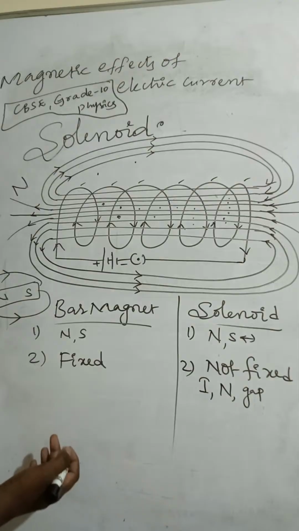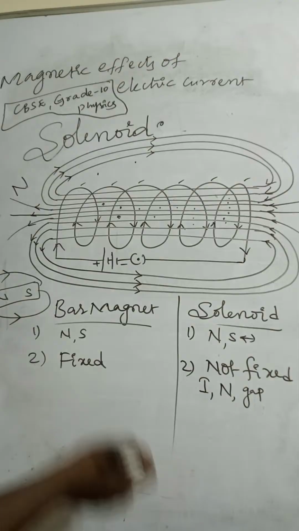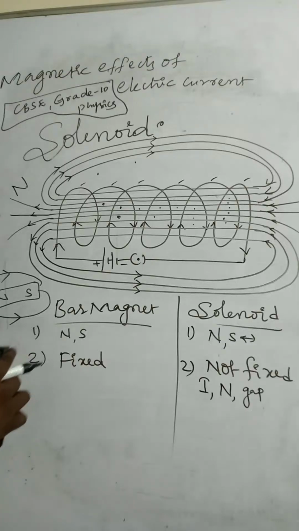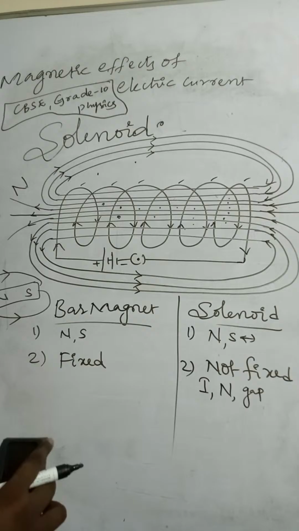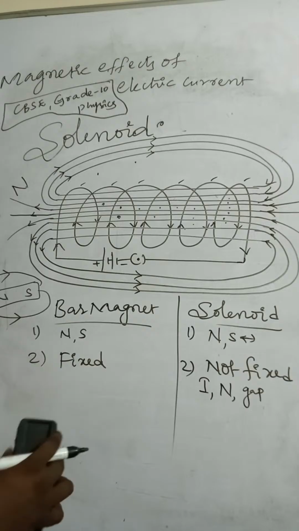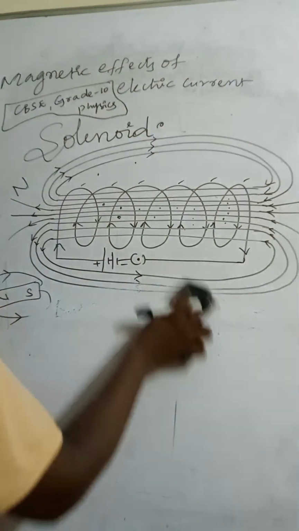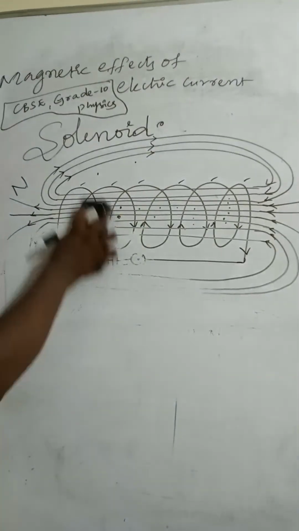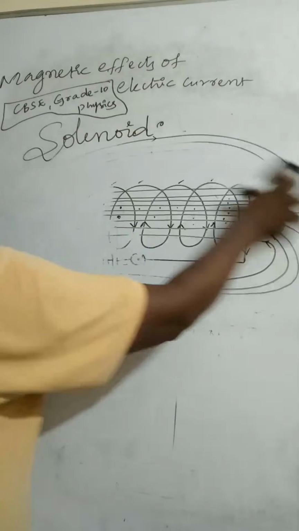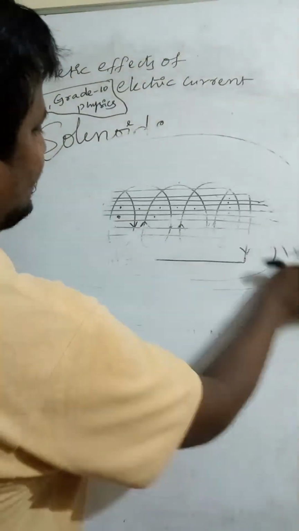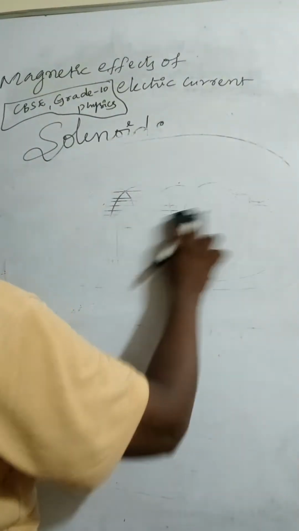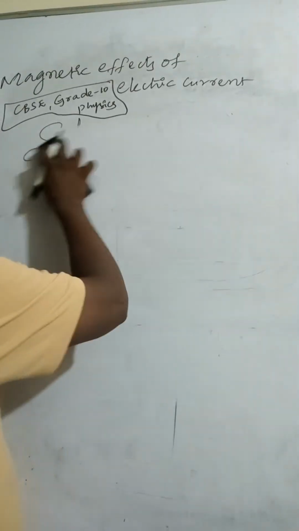Okay, that's enough. If you have any doubts, you can ask. Then next we will go with the electromagnet. Electromagnet means when the current is passing. Here the current is passing, and the conductor acts as a magnet.